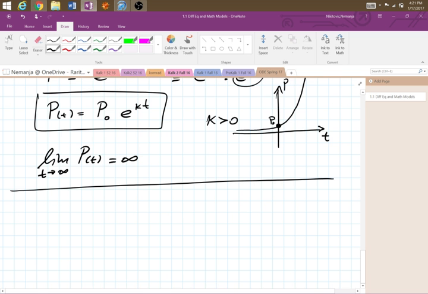Newton's law of cooling, which is also Newton's law of heating. All right? So you either cool or heat something over time. The change in temperature of the object is proportional to the difference between the temperature of the room and the temperature of the object.